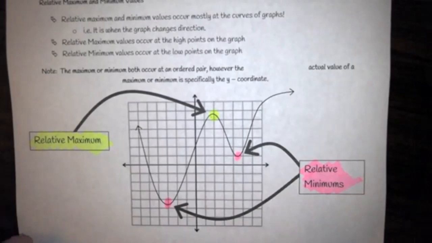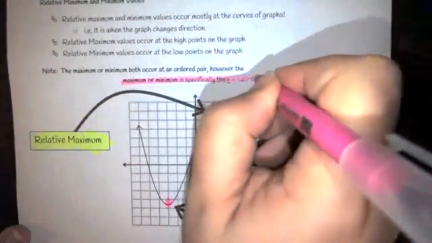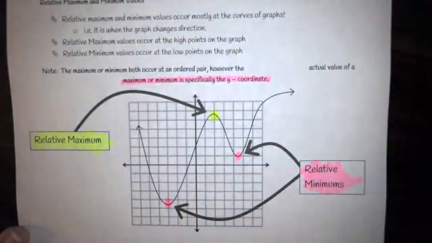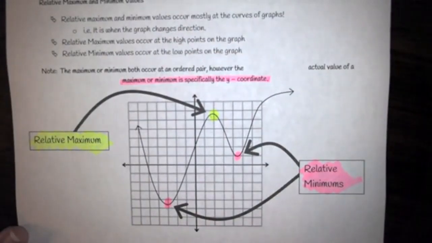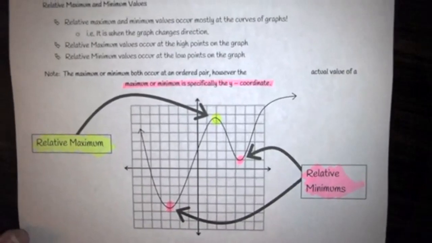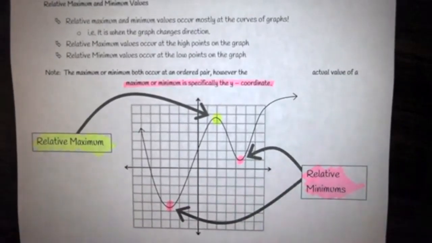So those would be our relative minimums. Okay. Now, the biggest thing that you have to keep in mind is that your value is the minimum or maximum specifically at the y coordinate. Okay. So, in other words, we would be talking about that value where we have, say, k equals. Okay.